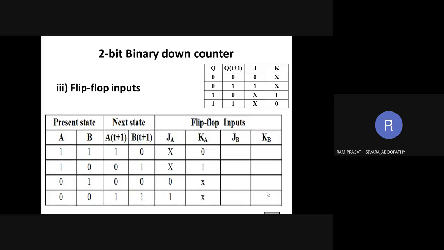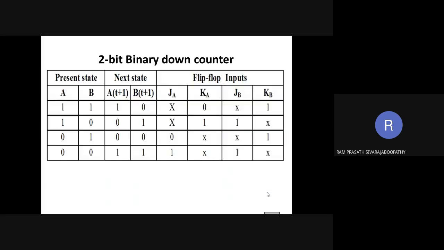So similarly, you have to fill the excitation input for B flip flop. Sorry, JK flip flop named with B. Named as B. Okay. So don't care 1. 1 don't care. Don't care 1. 1 don't care. Fine. The same table I am redrawing it.